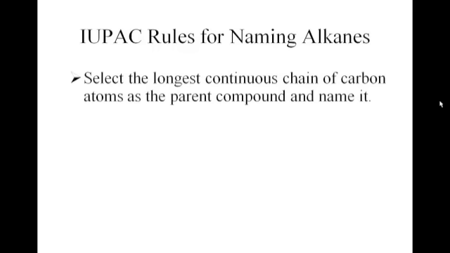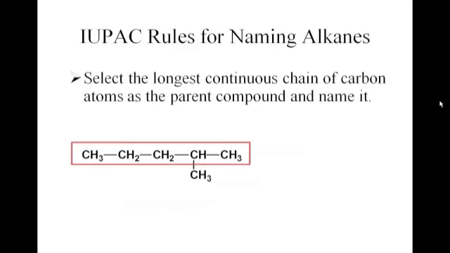First, you're going to look at the molecule and select the longest continuous chain of carbon atoms, and that's going to be your parent compound, and you're going to name that according to the number of carbons in the longest continuous chain. So for instance, if I have this molecule here, my longest continuous chain is 5 carbons long. So this molecule is going to be a pentane, right? Some sort of a pentane.